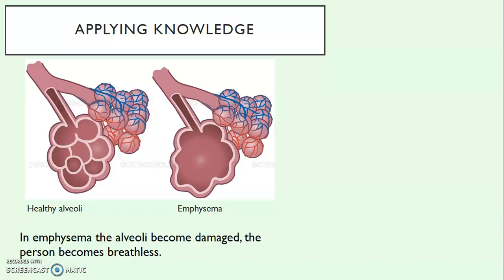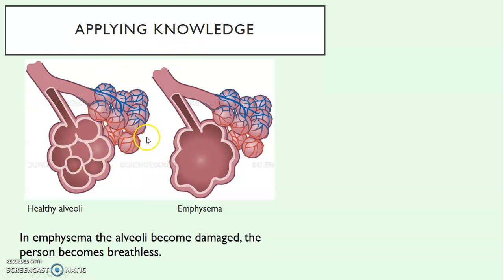Now, applying knowledge. This again is one question that they absolutely love, and it's about applying what we've understood. So we've got here a diagram of a healthy alveoli. This is what it would normally look like, and then we've got one which has got a disease called emphysema. And what happens in emphysema is that the alveoli become damaged, and so you can see this pale pink line here. That is where gaseous exchange can happen.